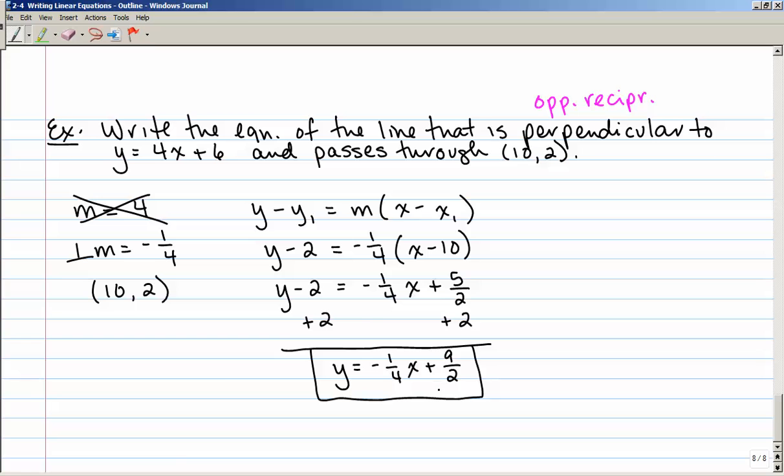So that's the equation of the line that is perpendicular to the line y equals 4x plus 6 and passes through the point (10, 2). You can tell just by looking at the slopes that these two lines are going to be perpendicular to each other because their slopes are opposite reciprocals. -1/4 is the opposite reciprocal of a positive 4.